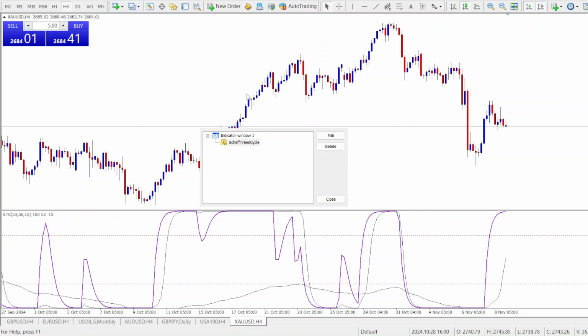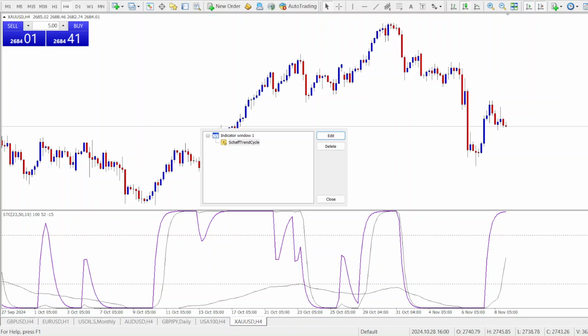All right, so let's go back to the settings. This is a custom indicator, so you have to allow the DLL imports when using it on your MetaTrader platform. Okay, so I think that's it for that.